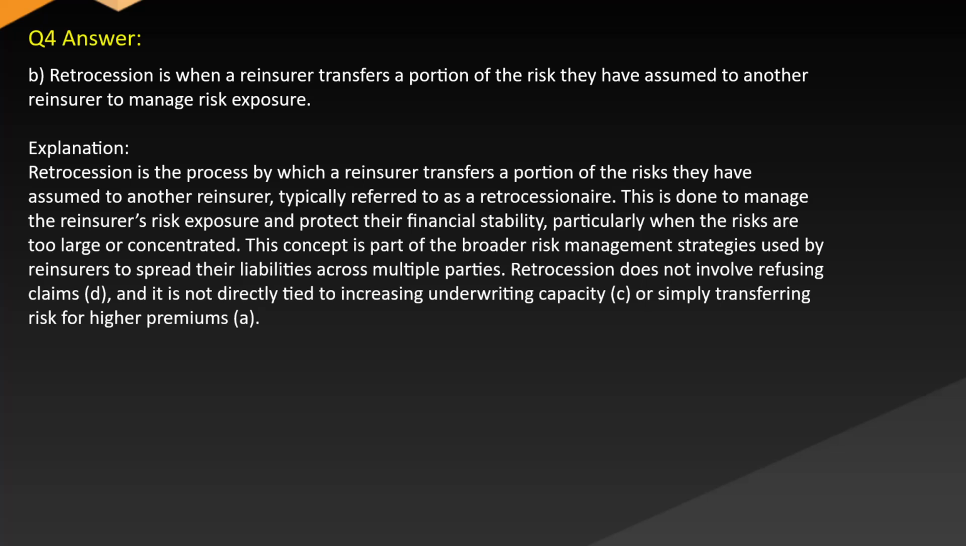This is done to manage the reinsurer's risk exposure and protect their financial stability, particularly when the risks are too large or concentrated. This concept is part of the broader risk management strategies used by reinsurers to spread their liabilities across multiple parties. Retrocession does not involve refusing claims, D, and it is not directly tied to increasing underwriting capacity, C, or simply transferring risk for higher premiums, A.